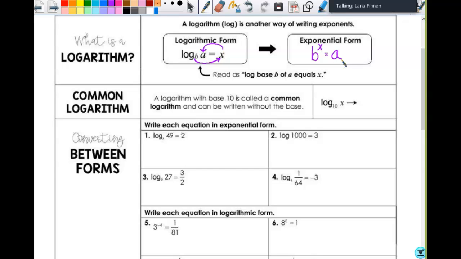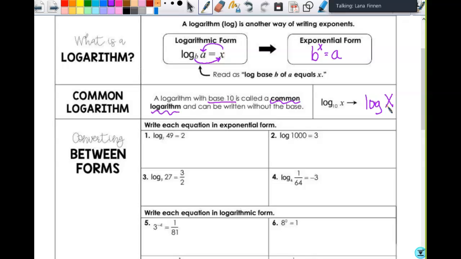So the only time you wouldn't have a base here is if the base was 10. It's the only time you wouldn't have a number here because that's called the common logarithm. So a logarithm with base 10 is called the common logarithm. So this says log base 10 of x. It's really written as this. It's kind of like when you have just a variable, you know the exponent's 1 and you don't put it there. If it's log base 10, you just know it's a 10 and you don't put anything there, okay?